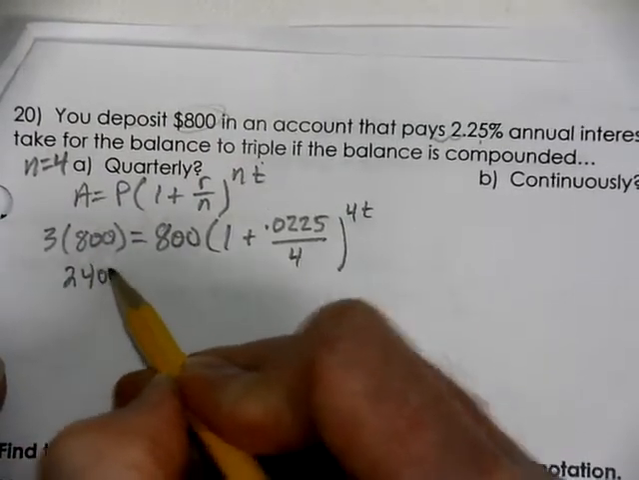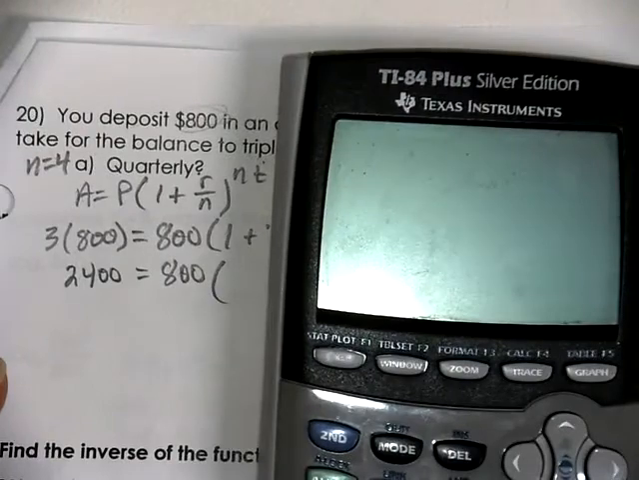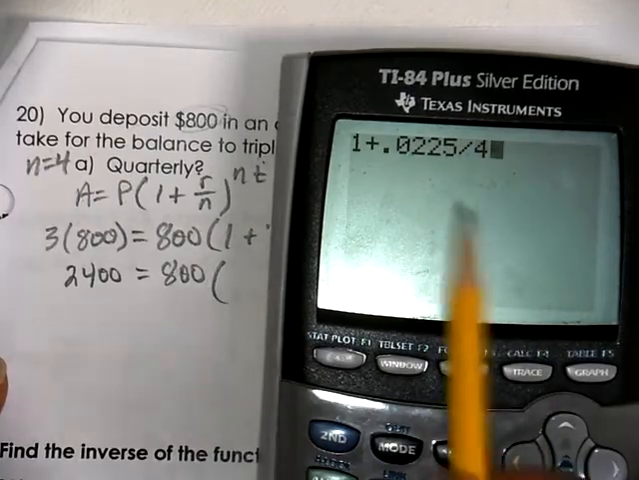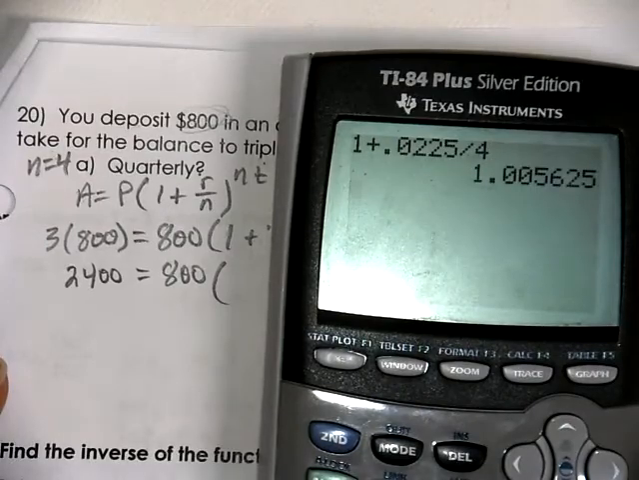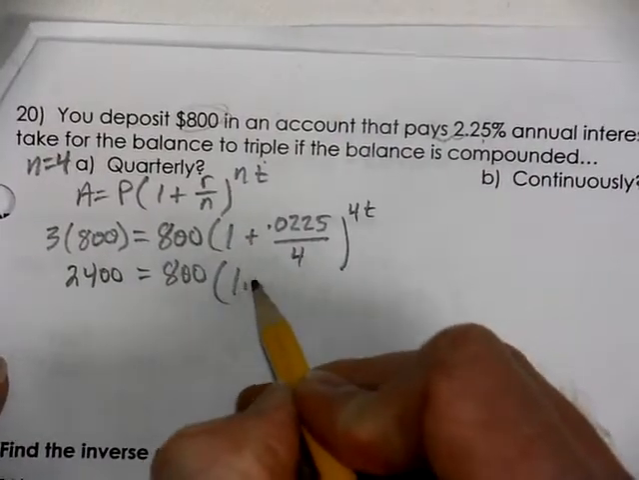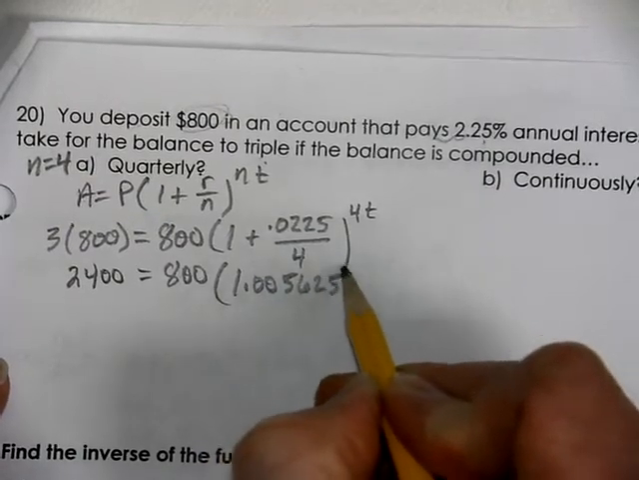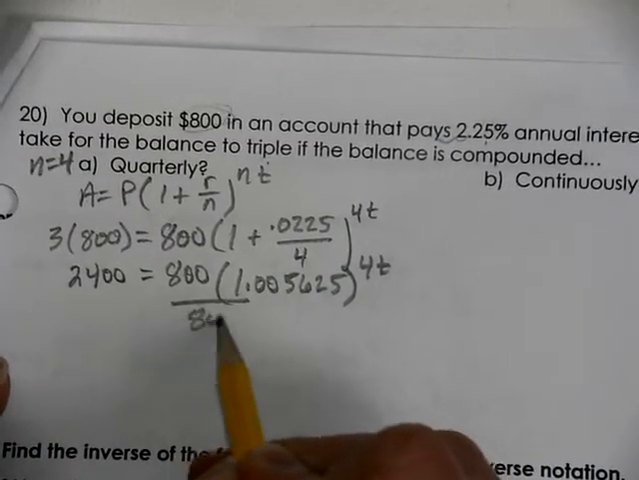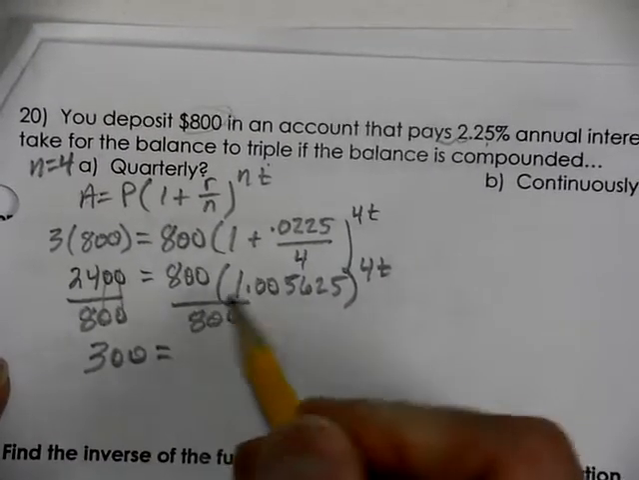So this is 2400 equals 800. This is (1 + 0.0225 divided by 4). Only the decimal is being divided by 4, not the 1. So we get 1.005625. To be as exact as possible, we'll just keep all those values in there. We'll divide by 800. We get 3.